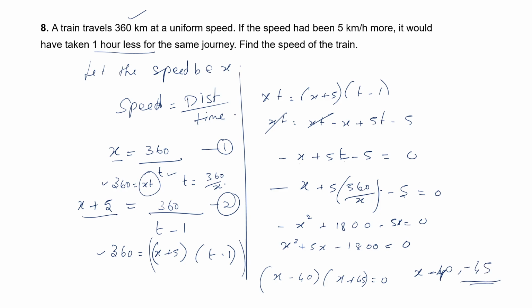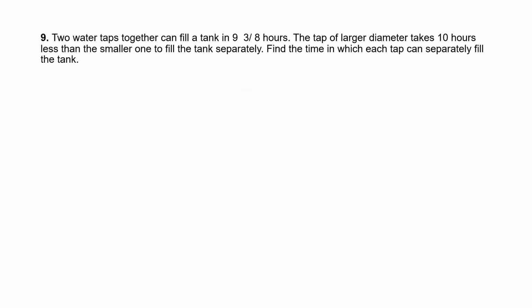What is x here? Speed. Speed cannot be negative. So the speed of the train, which is what the question asks, is 40 km per hour. Here you have to solve by any method. Then you will arrive at the value of x as 40.